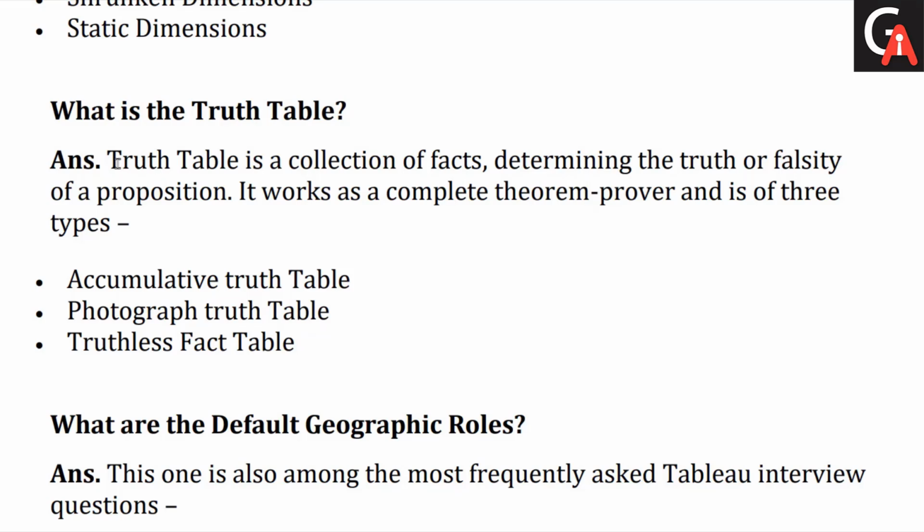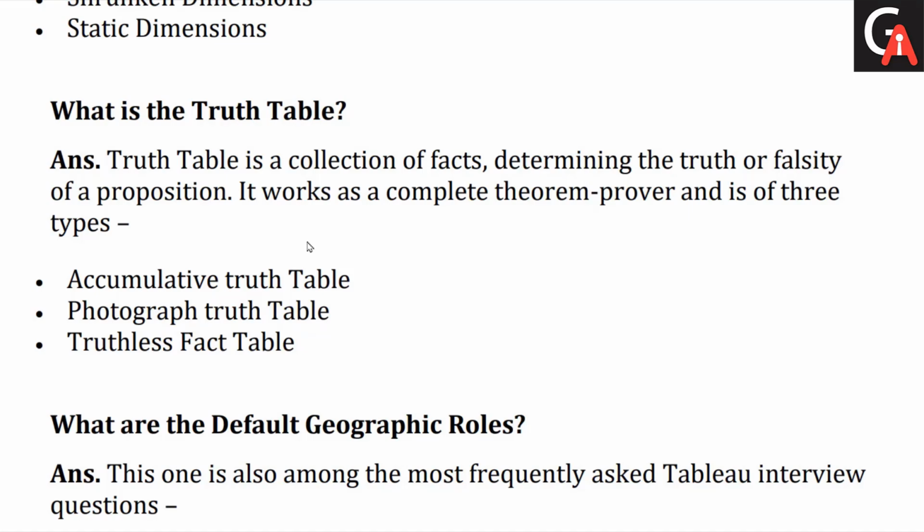Next question we have: what is a truth table? The truth table is a collection of facts determining the truth or fallacy of a proposition. It works as a complete theorem prover, and it has three types: accumulated truth table, photograph truth table, and truthless fact table. So these are the types, and this is the definition of a truth table.